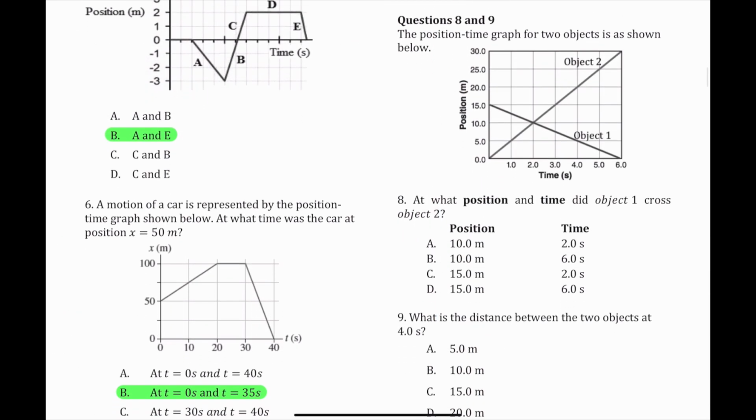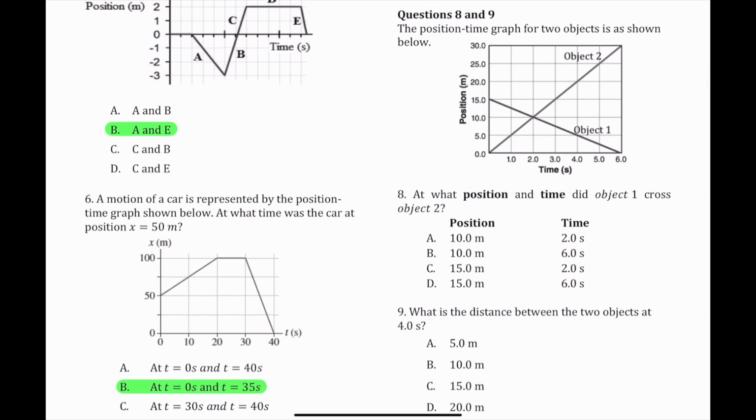Questions 8 and 9. The position-time graph for two objects is as shown below. At which position and time did object 1 cross object 2? Object 1 and object 2 intersect at this point, that means at 2 seconds and 10 meters. So the answer is A.